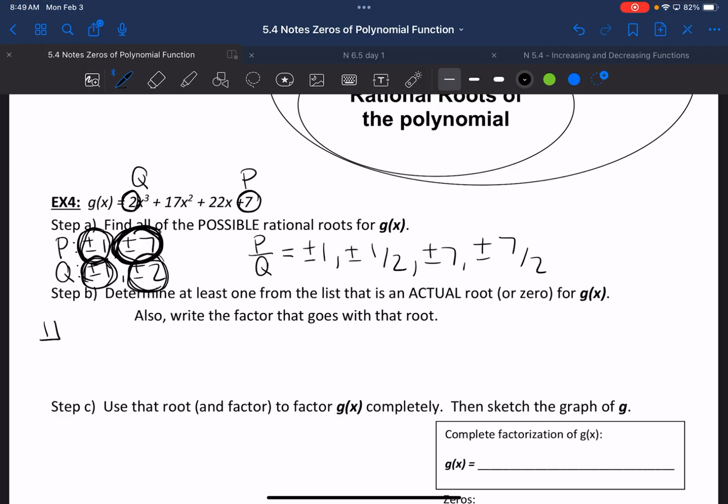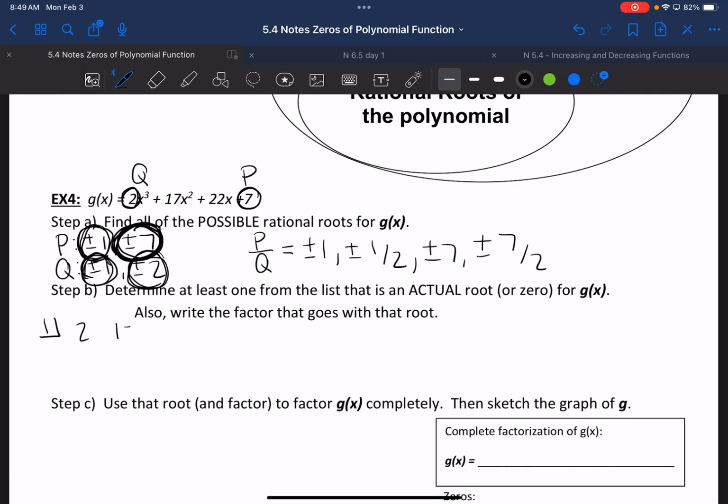Okay, so I'm going to have my coefficients of 2, 17, 22, and 7. So I bring down that first term. I multiply. I add. And what do you guys think? Is it a factor? No. No, because we got a remainder, right? Okay, so positive 1 was not a factor. Let's try negative 1.